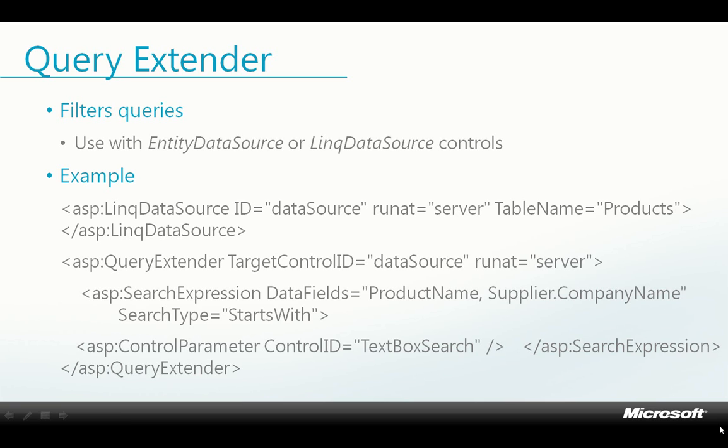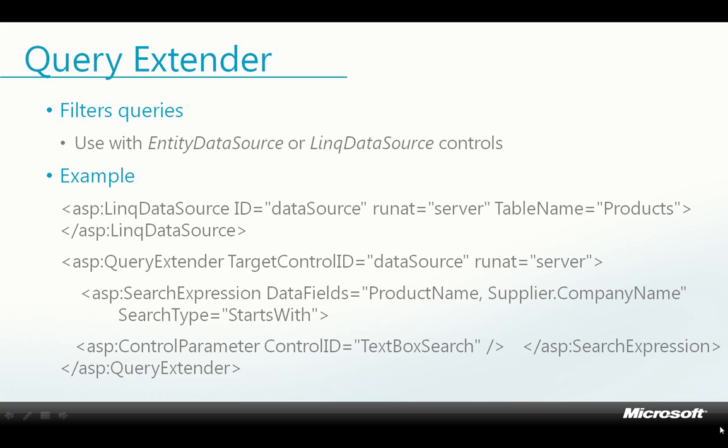You can add it to entity data source or to LINQ data source controls to filter the data that the control returns. Now, since it's relying on LINQ, the filter gets applied on the database server before the data is sent back to the page, so it's more efficient and it reduces your network traffic. Here's an example of using a query extender control that uses the text from the text box search control to search the product name and supplier company name fields of data that's returned from the LINQ data source control. And you can see that it's doing a starts with search.